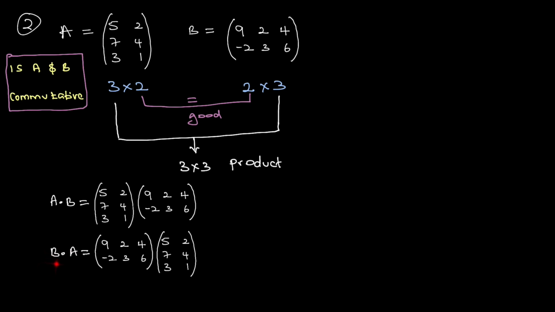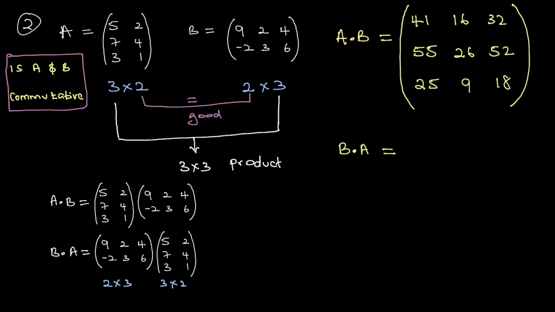And this is matrix B times A, 2 by 3 and 3 by 2. Again, this is possible. A times B, this is what you get, and B times A, this is what you get. Now, these two are different. This matrix product is not commutative. The multiplication of the two matrices is not commutative.